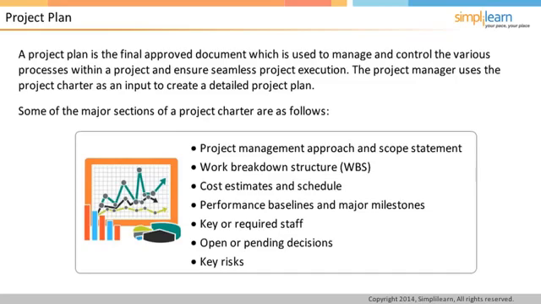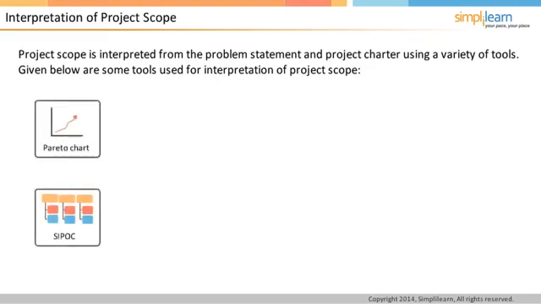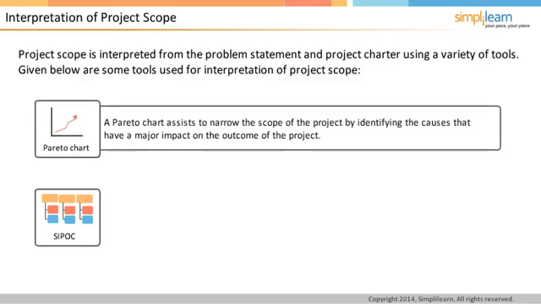We will look at different techniques used for interpreting the project scope in this screen. Project scope can be interpreted from the problem statement and project charter using various tools like the Pareto chart and the SIPOC map. The principle behind the Pareto chart, or the 80-20 principle as we know it, is a vital few, trivial many. The Pareto chart helps the teams to trim the scope of the project by identifying the causes which have a major impact on the outcome of the project.